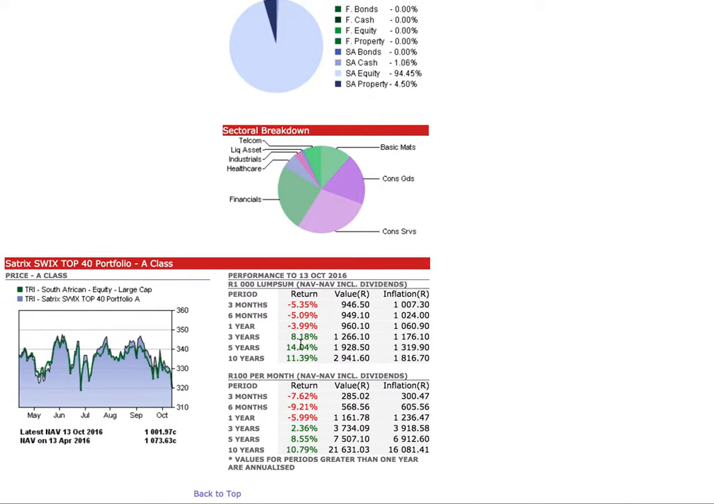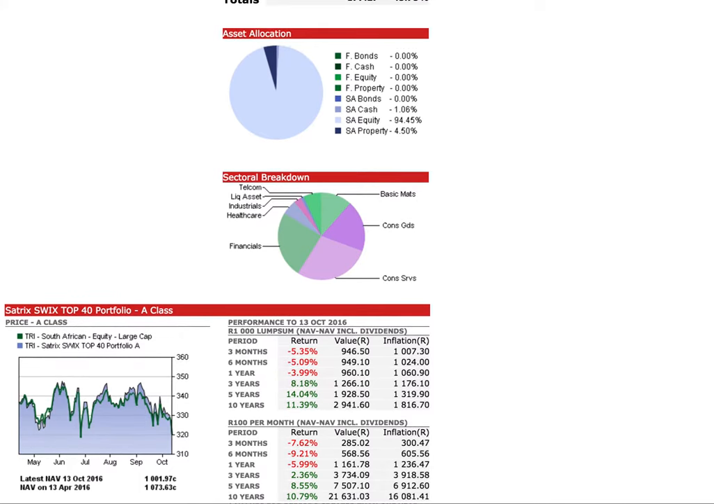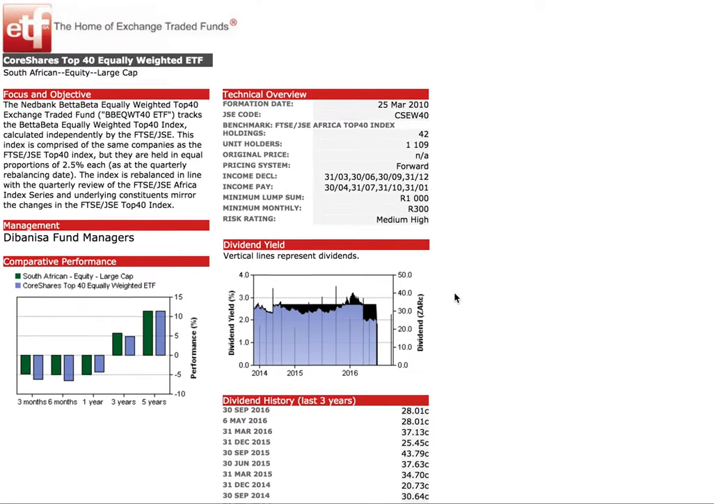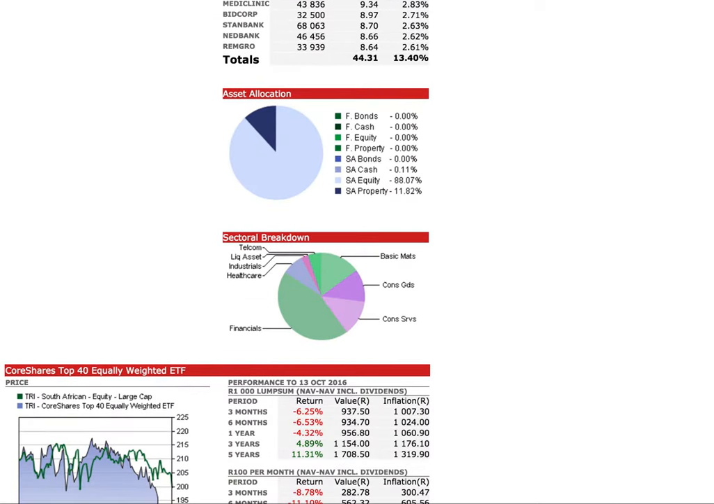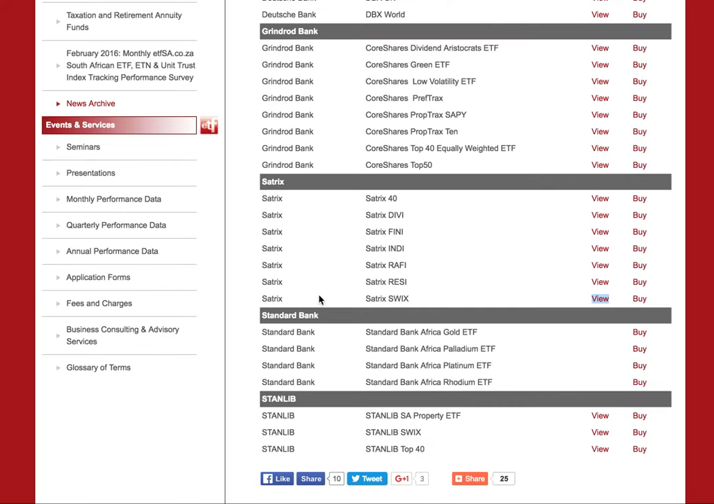Funnily enough, it still does just as badly in the short term. And that does look kind of similar. Which one is this one? Yeah, this is the equally weighted one. So the SWIX is quite an interesting one. They love asking exam questions about this because, like I said, most textbooks talk about the All Share or the Top 40. The SWIX is a South African one. So when studying for the exams, know that.